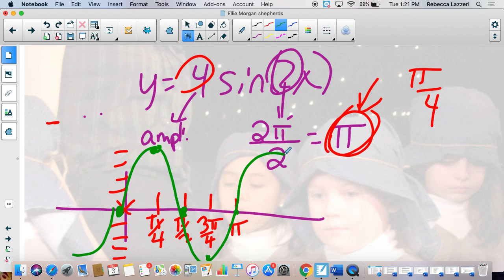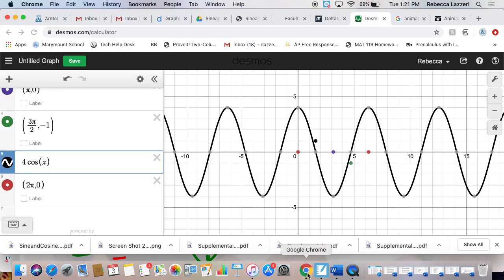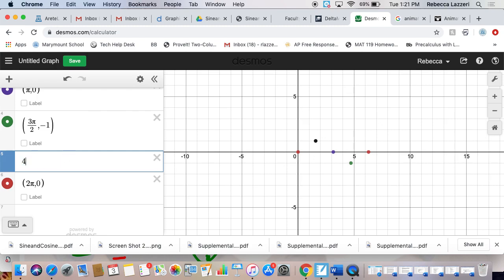Now let's look at this in Desmos. 4 sine 2x. I appreciate the Christmas colors. I love Christmas. 4 sine 2x.